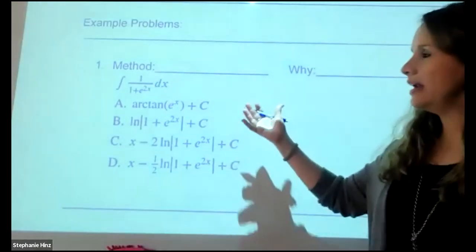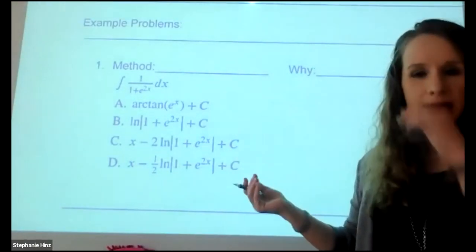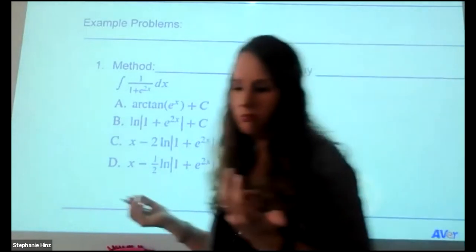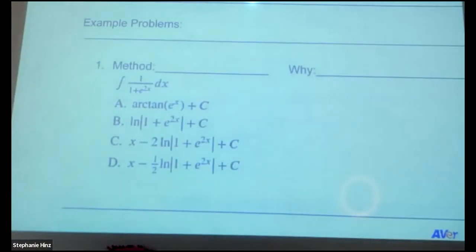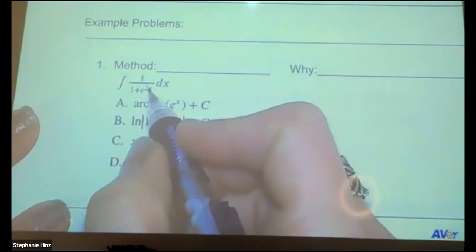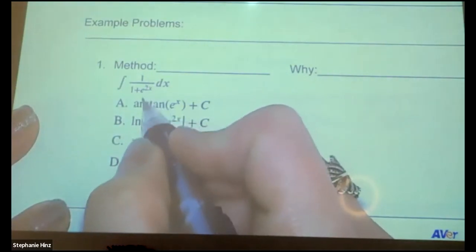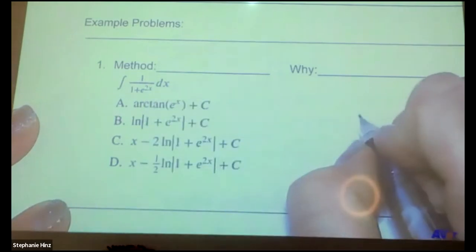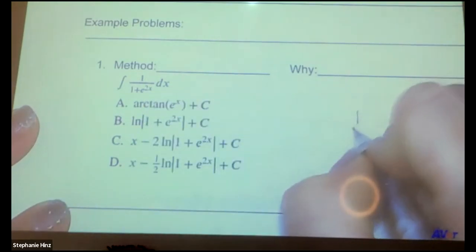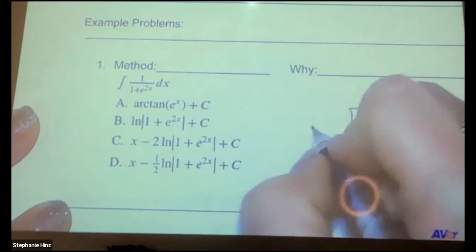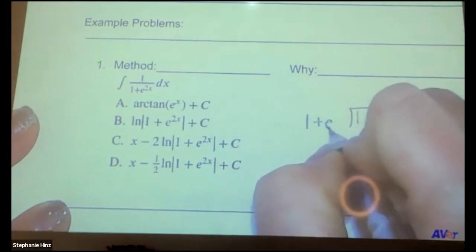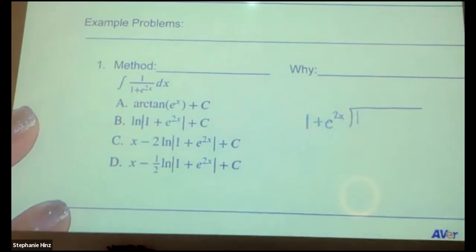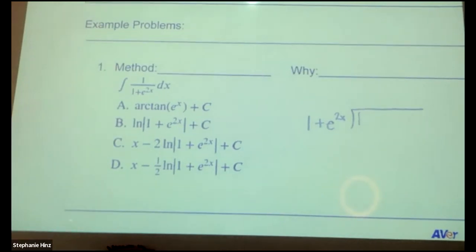So on this one, I'm thinking we've got to try something different. And so I'm going to say, well, maybe we could do, and this is going to be a really strange one to need long division on, but that's what we need. So we've got 1 divided by 1 plus e to the 2x. That's a little bit of a strange situation there.